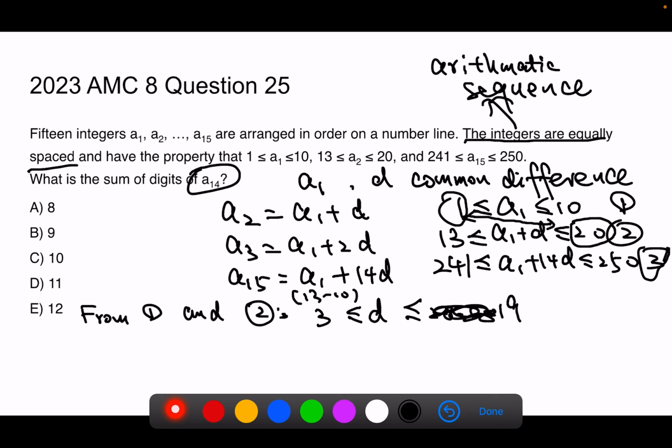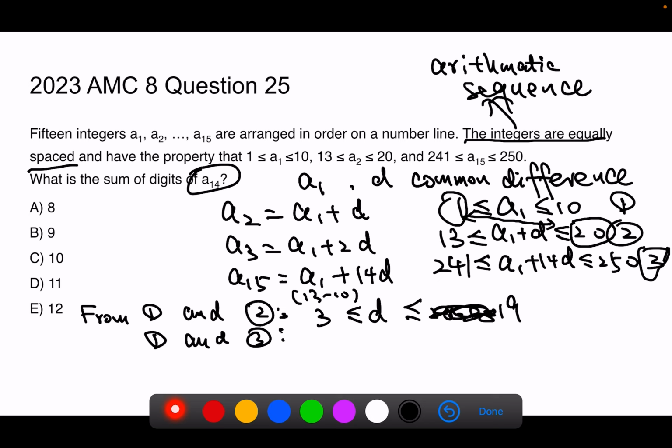Okay, great. So this is making some good progress. d is between 3 and 19. A little bit wide for it to be useful. So maybe we can try how 3 and 1 look, because it's the same idea. So 1 and 3.